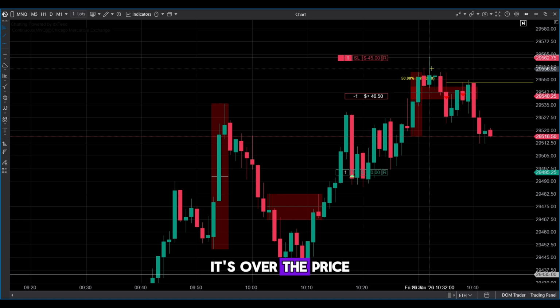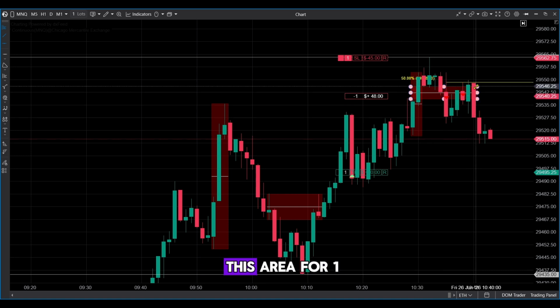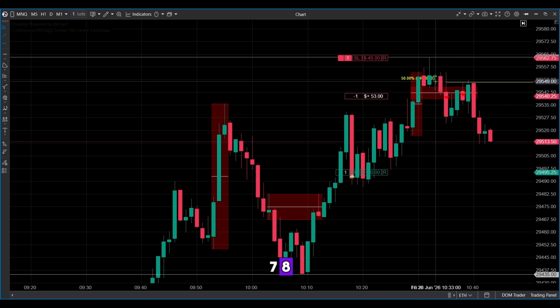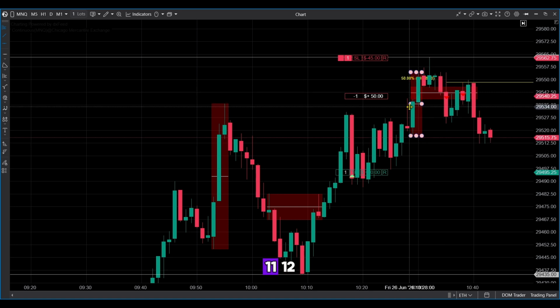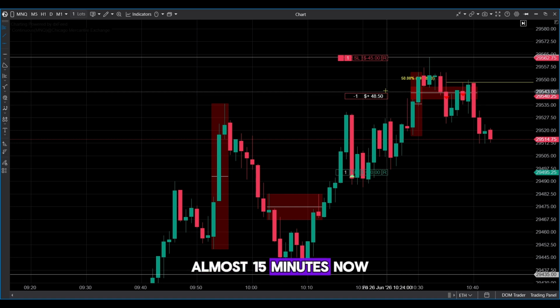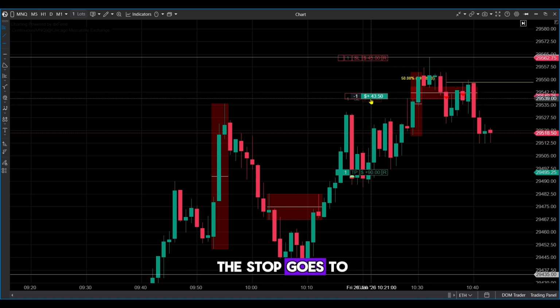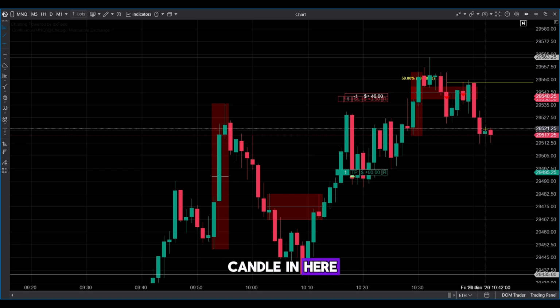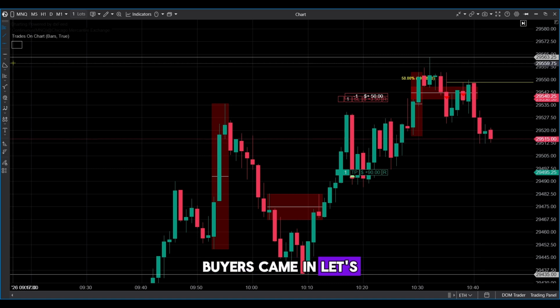It's over. The price has been lingering in this area for 1, 2, 3, 4, 5, 6, 7, 8, 9, 10, 11, 12, almost 15 minutes. Now the stop goes to break even. There is one bullish candle in here. Buyers came in. Let's mark it.